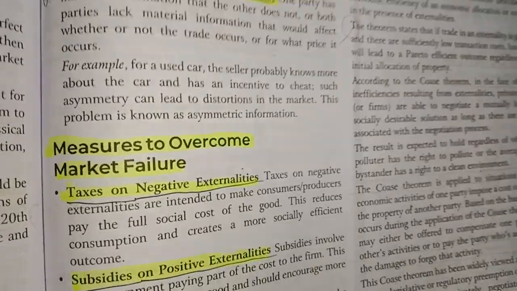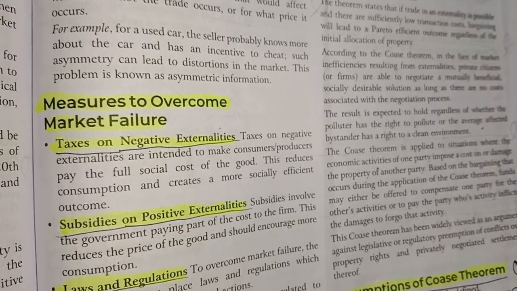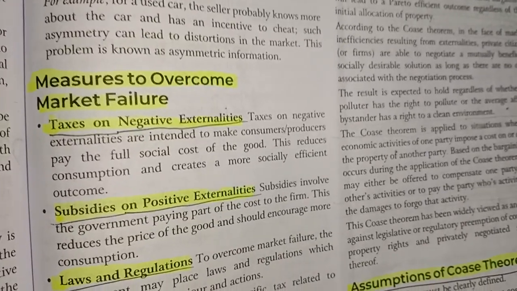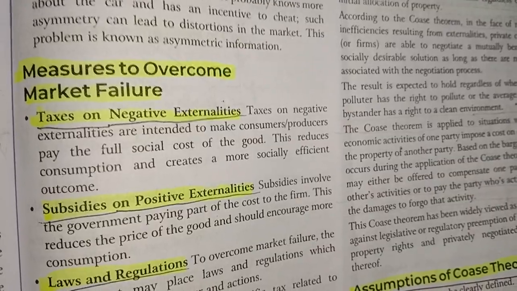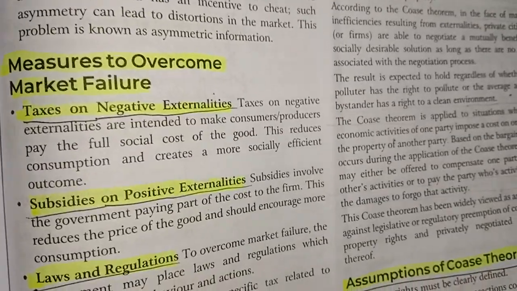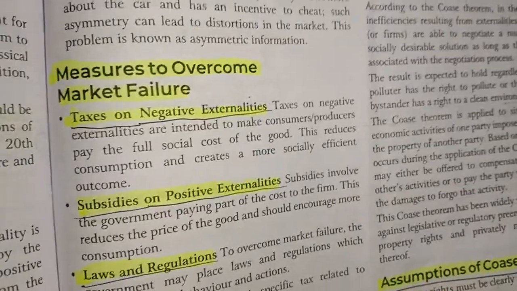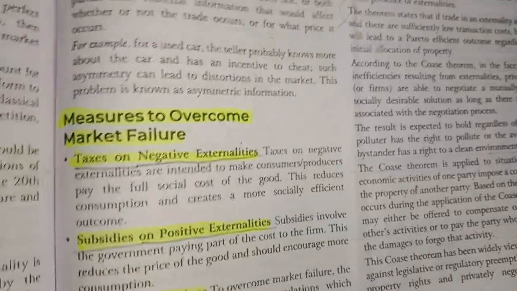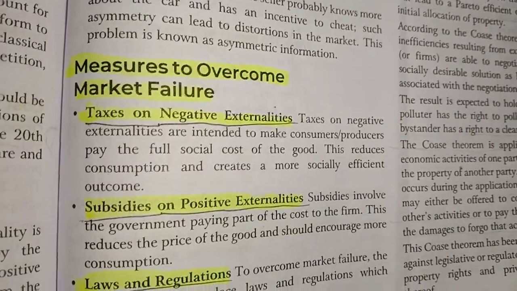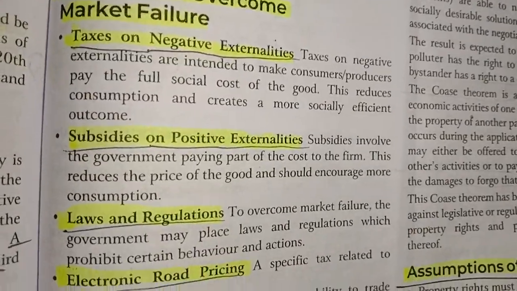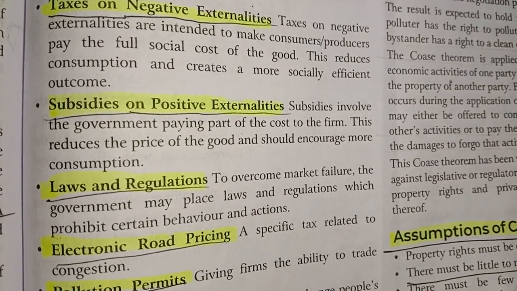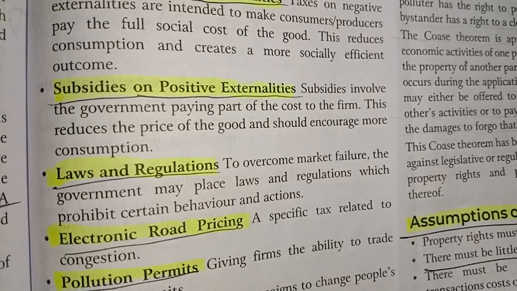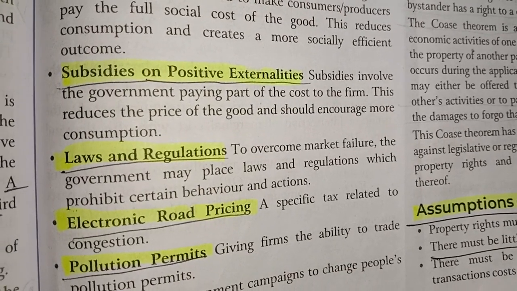Measures to overcome market failure. Taxes on negative externalities. Taxes on negative externalities are intended to make consumers and producers pay the full social cost of the good. This reduces consumption and creates a more socially efficient outcome. Subsidies on positive externalities. Subsidies involve the government paying part of the cost to the firm. This reduces the price of the good and should encourage more consumption.